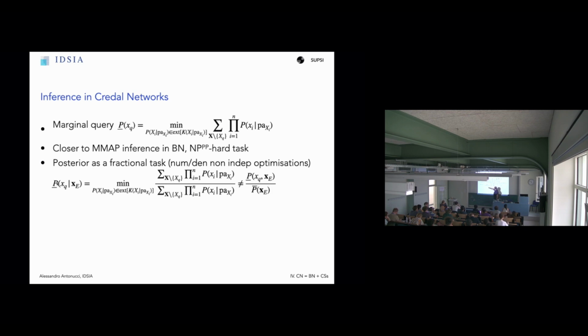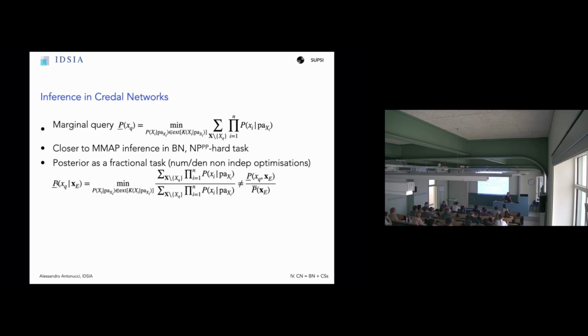So this is a marginal query, and this will be a conditional or an updating task. Now I'm still interested in the probability of xq given some evidence. Again, it's a conditional probability, and I have to take the minimum over all the possible specifications of the extreme points of the credal sets.